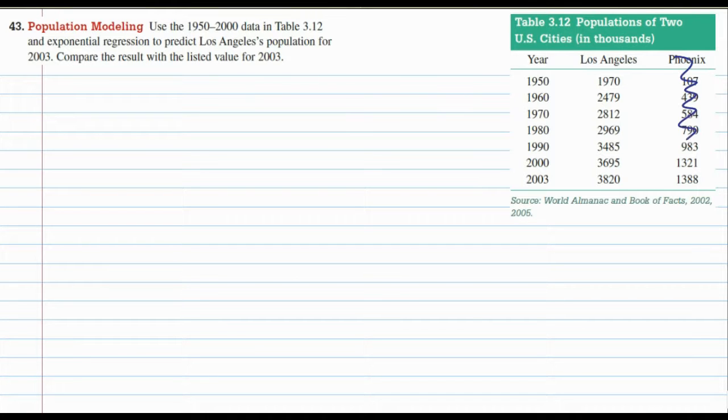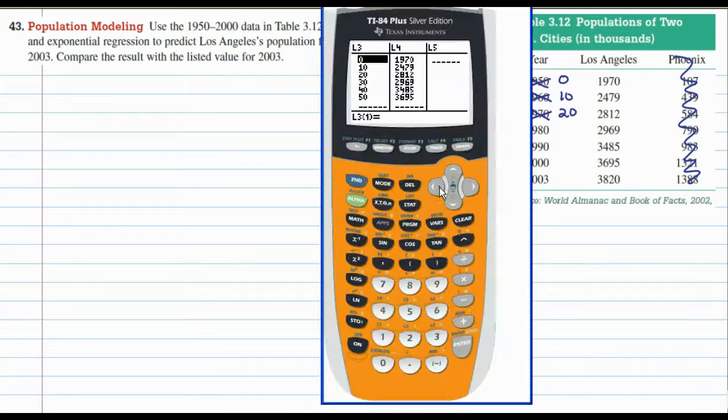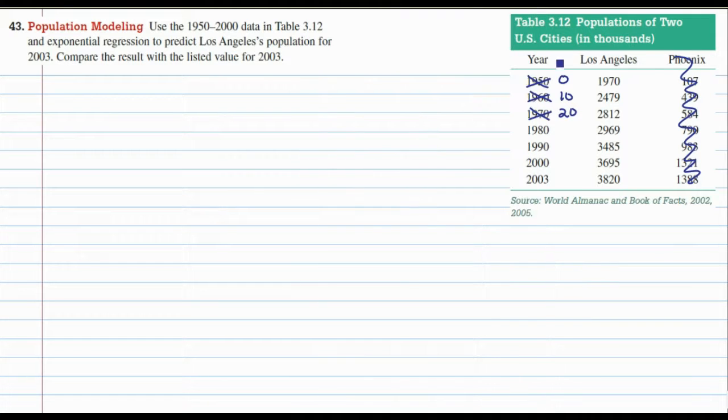We are not using the Phoenix data, so I'm going to cross that out. Again, in 1950, I'm going to use that as year 0. 1960, I'm going to use as year 10, etc. Now, I put the data for this problem in list 3 and list 4. List 3 is my X values, and list 4 are my Y values.